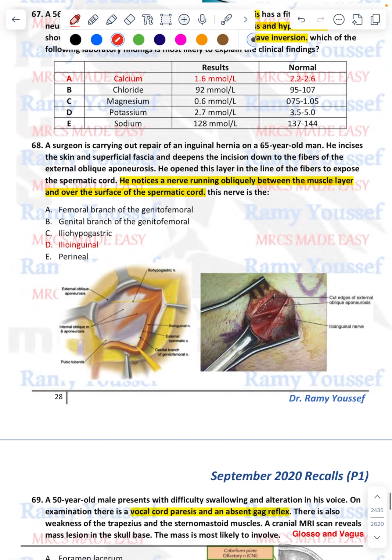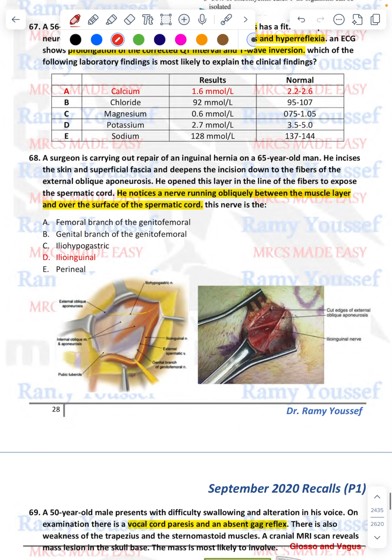So the next question is a 50-year-old male who presents with difficulty in swallowing and alteration in his voice. On examination, there is vocal cord paralysis and absent gag reflex. There is weakness of the trapezius and sternomastoid muscles. A cranial MRI reveals a mass lesion in the skull base. The mass is likely to involve... what is there?